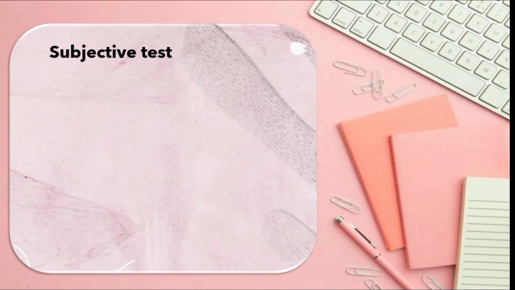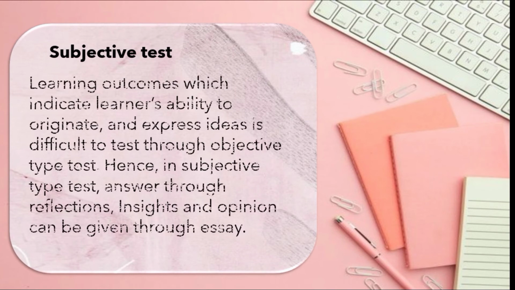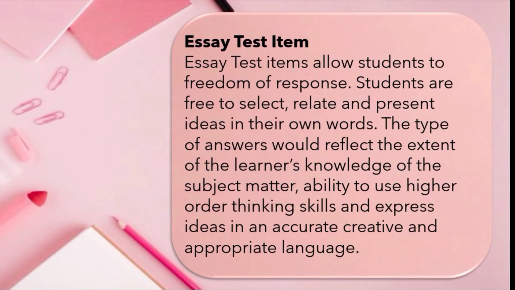And we have the subjective test. Learning outcomes which indicate learners' ability to originate and express ideas are difficult to test through objective type tests. An example of a subjective test is the essay test item. The essay test items allow students freedom of responses.